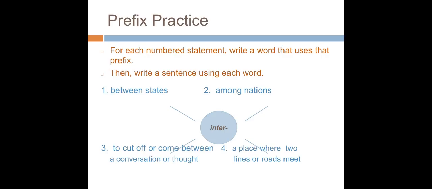So for number one, how could you use inter in a way that means between states? What about an interstate? It's a highway that goes between states. So you could have an interstate. We traveled the interstate on our road trip to California. One is done for you. Now pause the video to do the others.